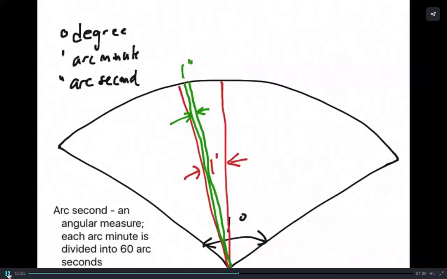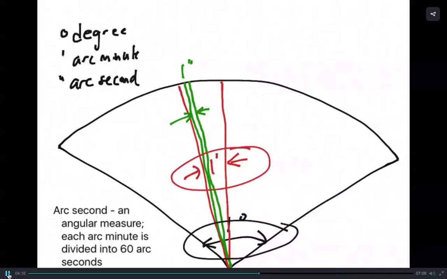If the little circle represents the degree symbol and the little tick mark represents the arc minute symbol, then a double tick mark would represent the arc second symbol. An arc second is also an angular measure. Each arc minute is divided into 60 arc seconds. So as you can see, the degree is a really large angle compared to the arc minute, compared to the arc second. There are 60 pizza pie slices in 1 degree. Likewise, there are 60 pizza pie slices in 1 arc minute.